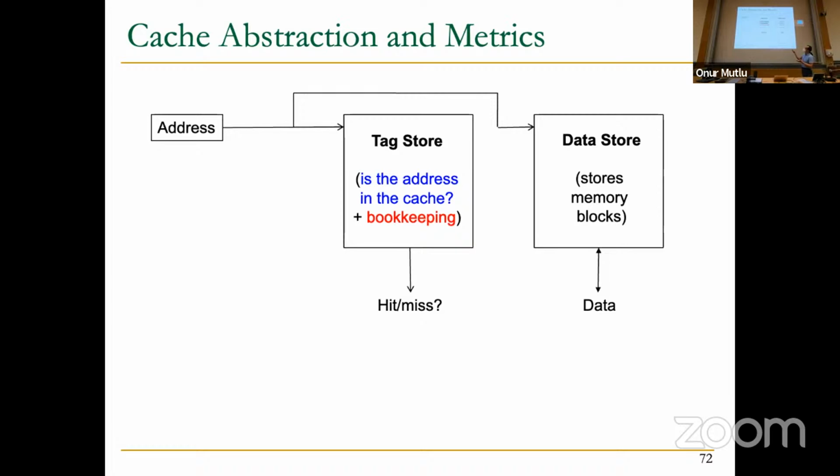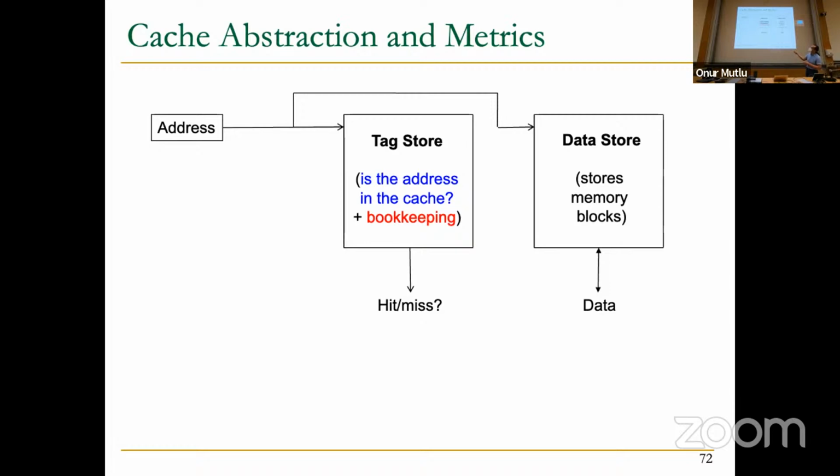So the tag store responds to queries like this: is the address in the cache? If I want to kick out some block from the cache, which one should I kick out? So it stores some bookkeeping information in terms of which memory block is recently used or frequently used, etc. There are different ways of handling it, as we will see. But basically, you query the tag store with an address and get a hit or miss signal based on that.